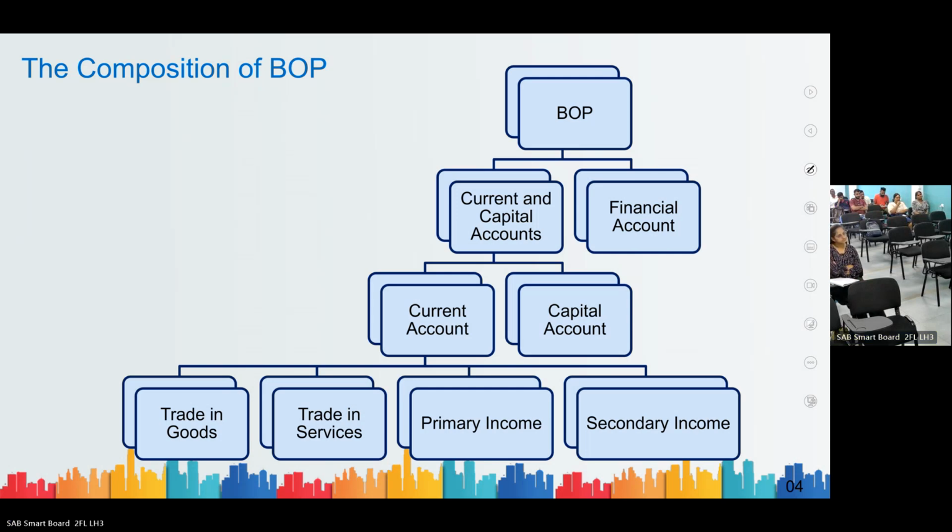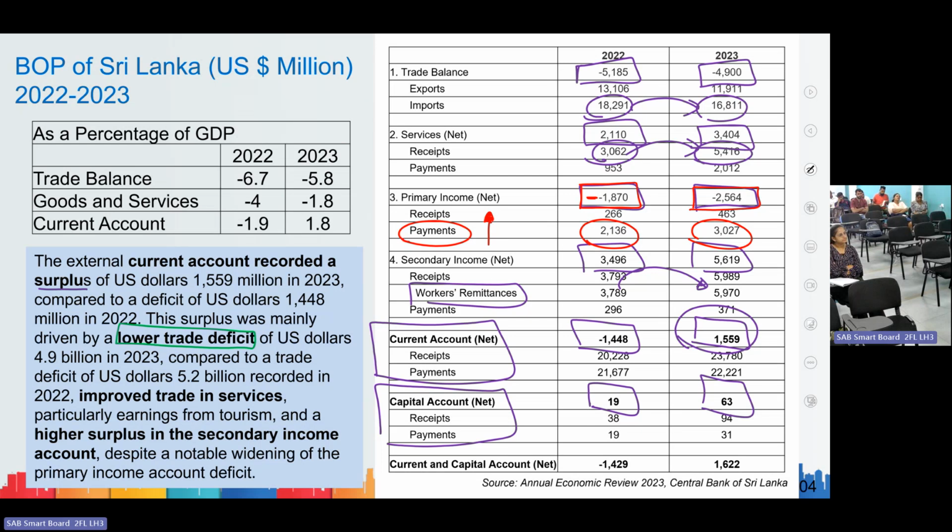If I give an item as an export, export of goods, let's say spices, you should understand that it is reported in the trade account. And if I give an item about worker remittances, you should understand that it is reported in secondary income. So that kind of knowledge will be tested in the exam. I'm not going to check these numbers, okay? I'm not going to ask why there is a surplus in the current account in 2023. Such questions will not come in the examination.